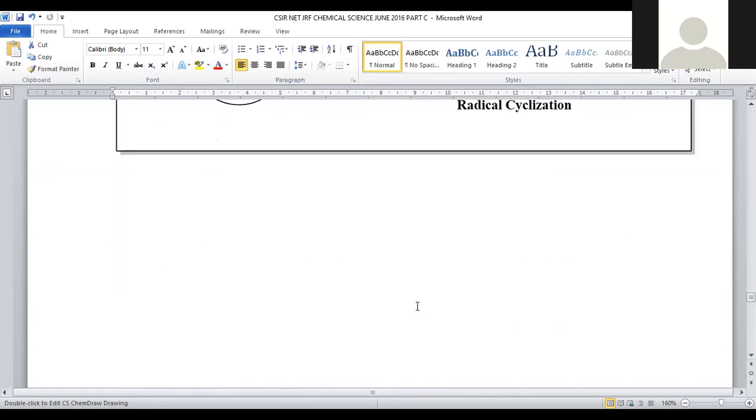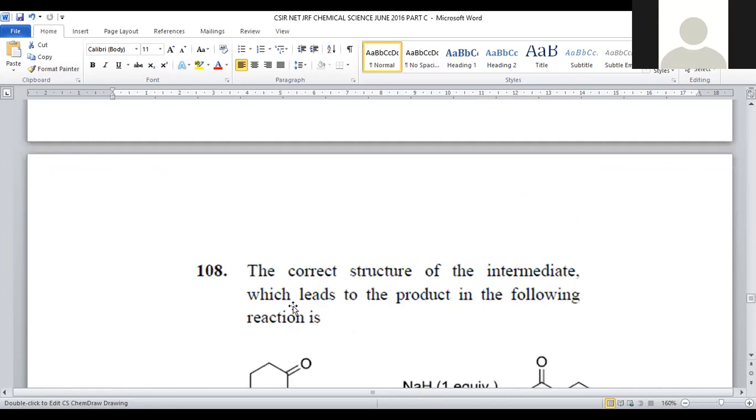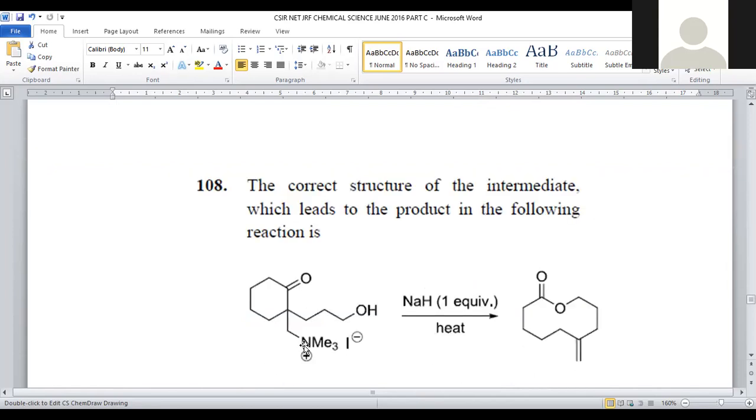Let us move on to question number 108. Again, it is a part of organic chemistry. We are taking a quaternary salt and that turned into a bicyclic ring system. And during this reaction, the question asks for the correct structure of the intermediate which leads to the product in the following reaction. So starting material is there, product is there, reagent is there, conditions also there. The requirement is what is the intermediate.